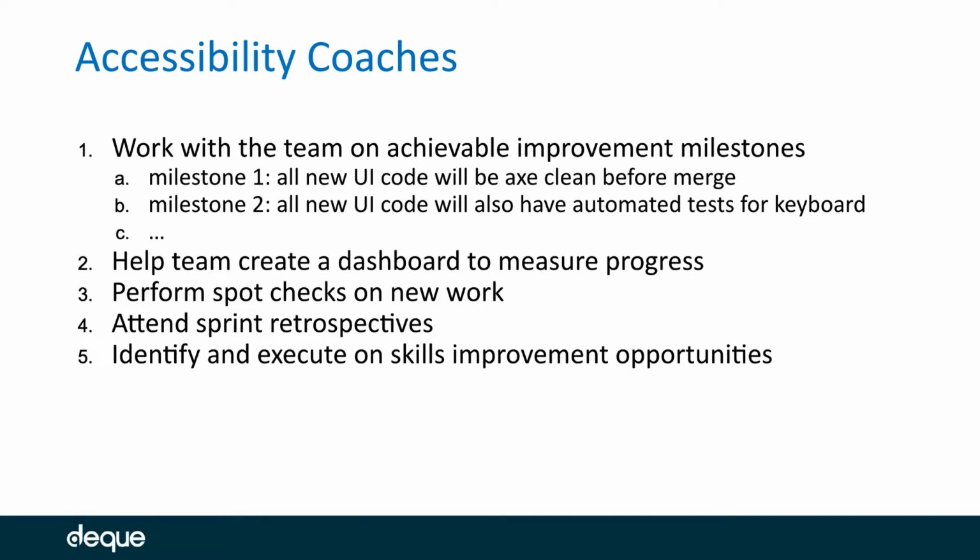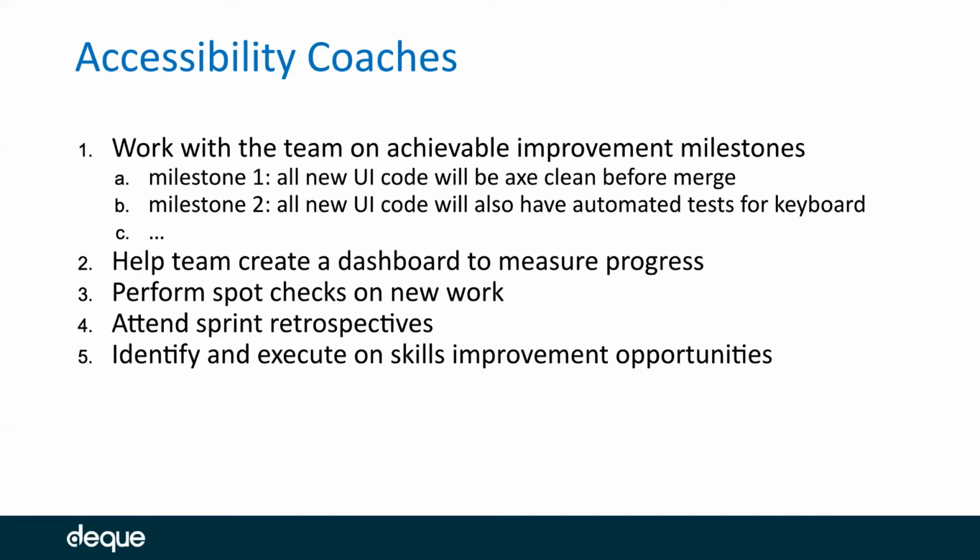A great milestone, an example of that is, okay, let's forget about all the legacy code we have, but let's make sure that all new code that we create by the end of this period in time is going to be clean in terms of the accessibility issues we can detect with automated accessibility testing before we merge the code. That's a great milestone. If you can hit that milestone with all your new UI code, you've already improved your process to an amazing degree.